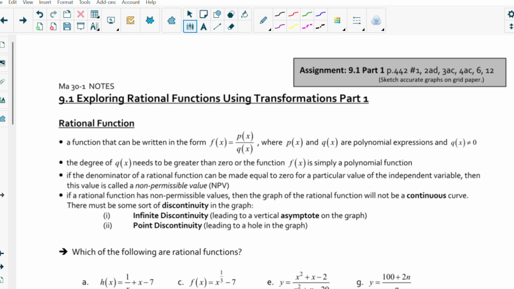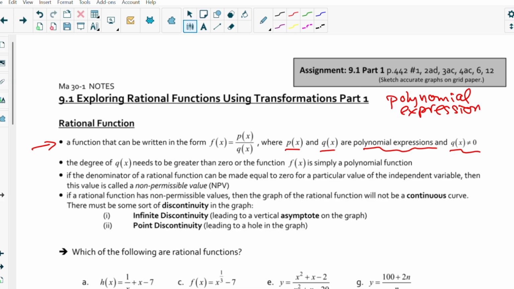9.1 Exploring rational functions using transformations, part 1. First, let's define a rational function, a function that can be written in the form f of x equals p of x divided by q of x, where p of x and q of x are polynomial expressions and q of x does not equal 0. So polynomial expression, remember that definition.